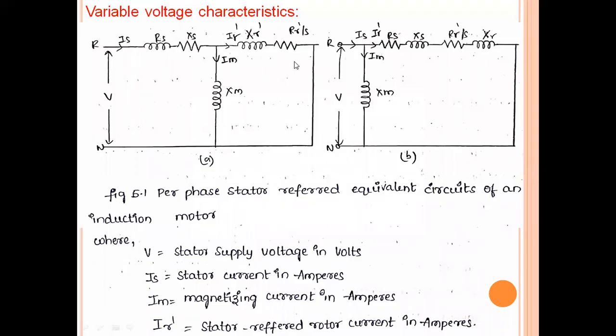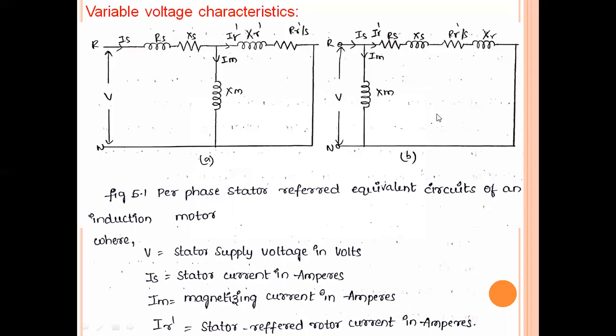And in between the stator and rotor terminals, we can see the leakage inductance or the magnetizing inductance. You can simply say the leakage inductance. And this leakage inductance can be shown as XM, which is the leakage or magnetizing reactance. And IM is the current that is taken by this inductance.